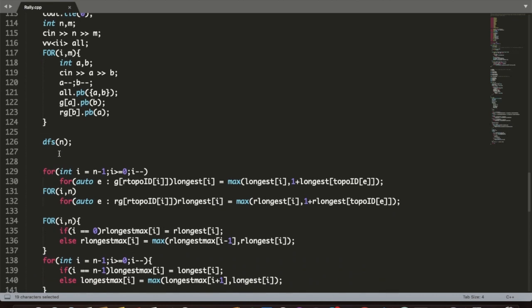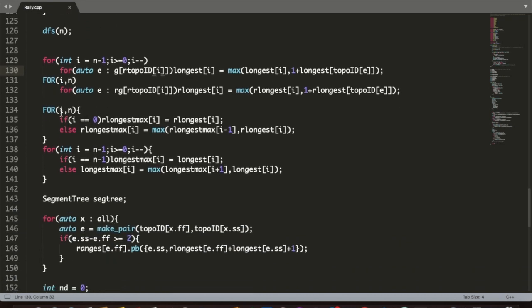So after we figure out the topological ordering, we figure out what is the longest path starting from each node i. Notice that for the first one, this is actually the normal graph, and that is why we have used longest of i. The second one is actually longest path ending at i. I have named it as R longest, which stands for effectively reverse longest. So everywhere that I have used this prefix R, I just mean reverse of that variable. Second, I have also taken a prefix min and prefix max for both of the arrays.